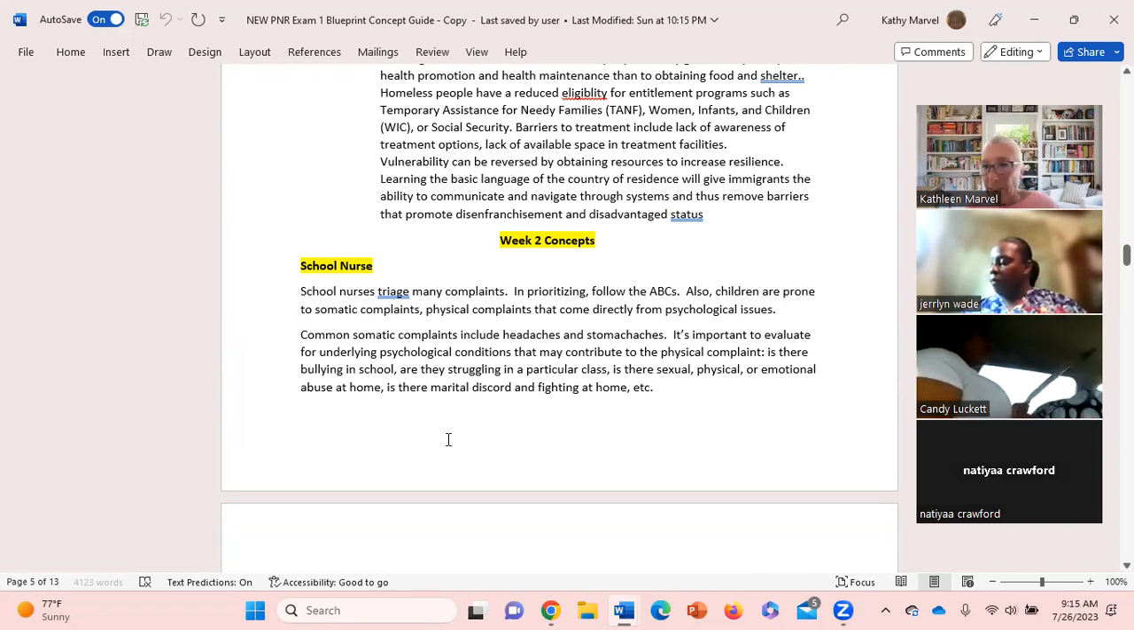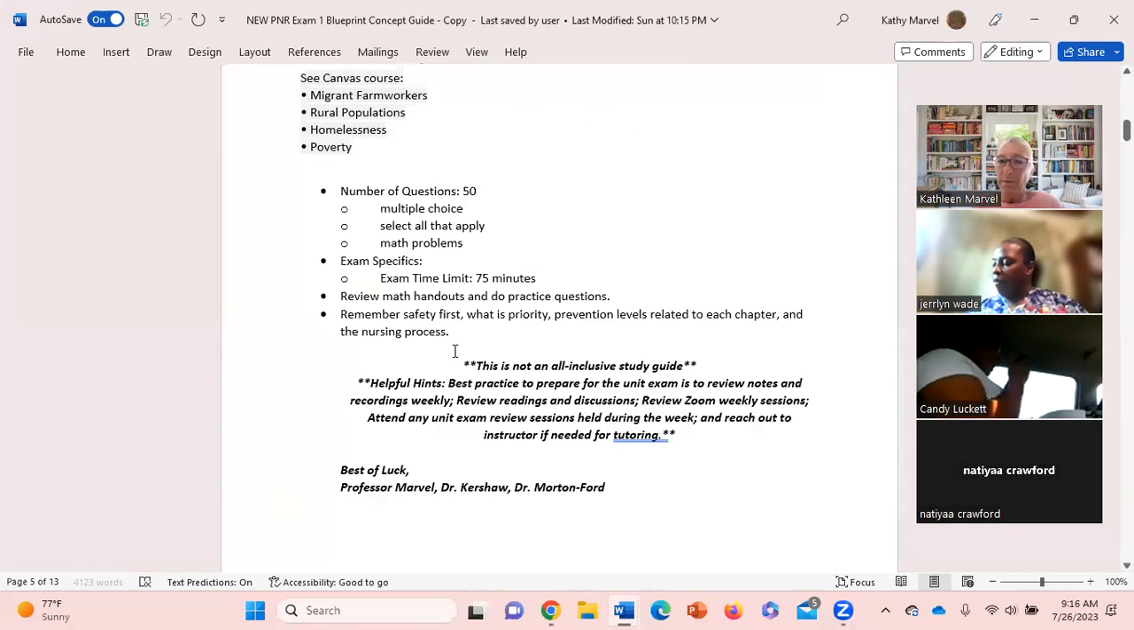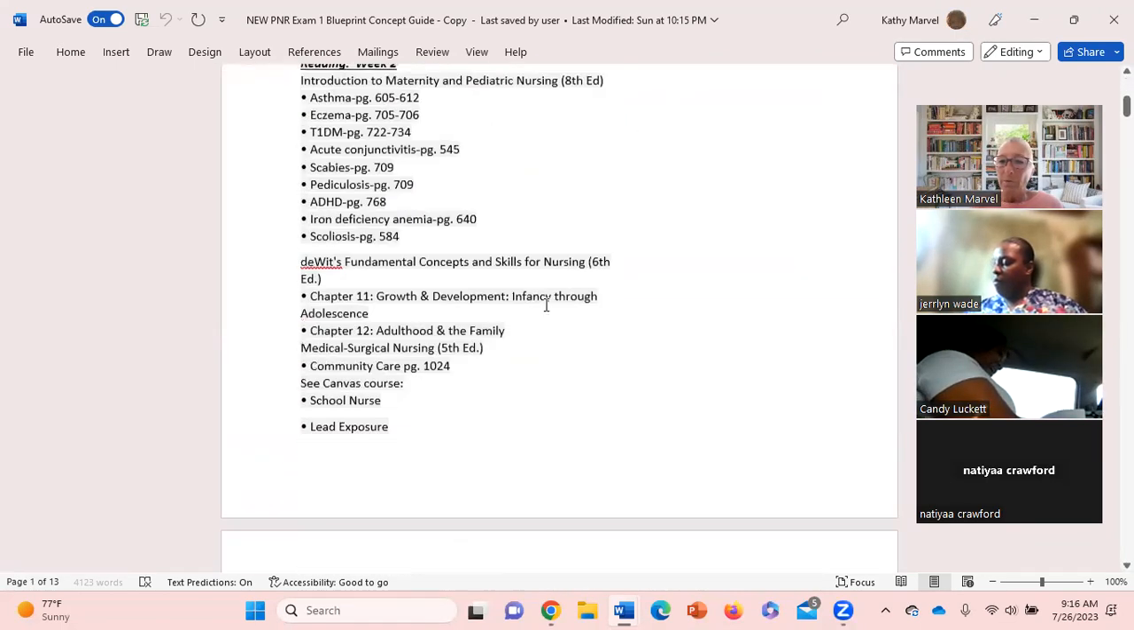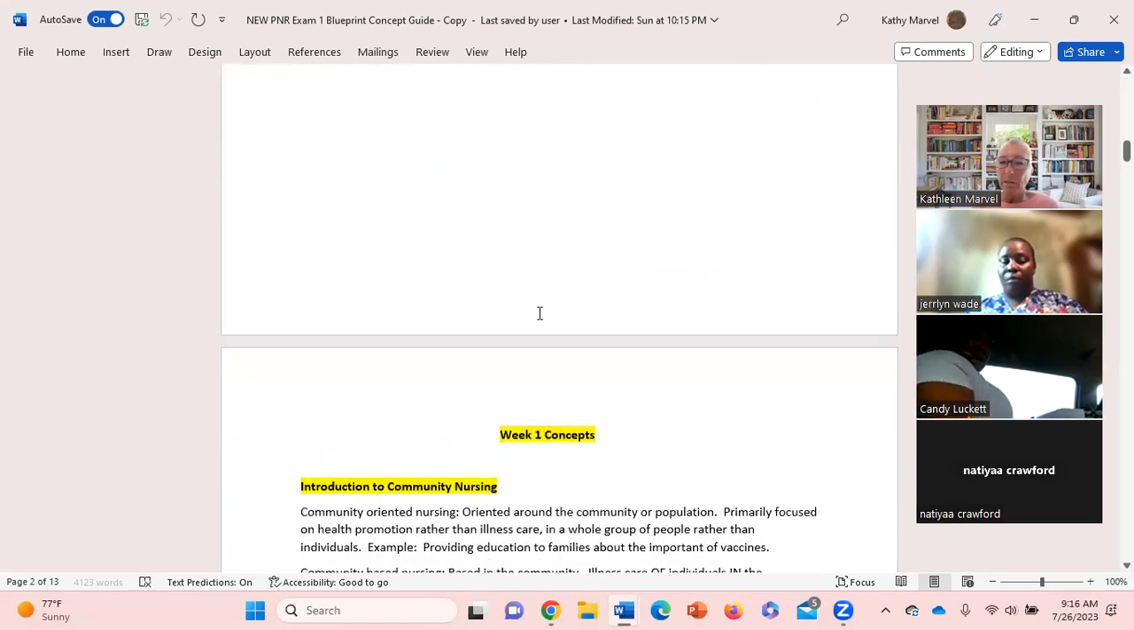Okay? Everything's connected. Your syllabus is connected to your notes, your weekly notes. Your weekly notes are connected to this guide. All right? So that's my suggestion, is start with this guide and see how you do.